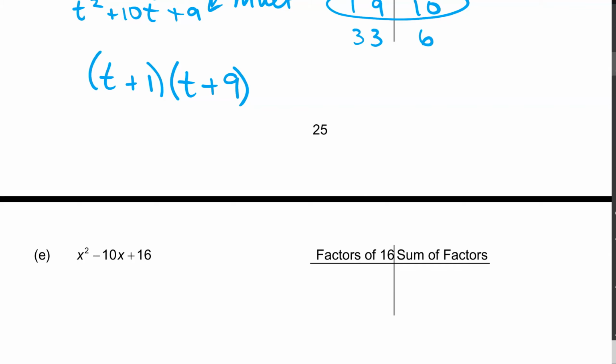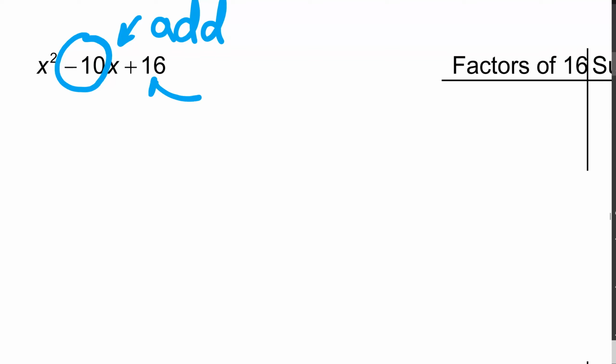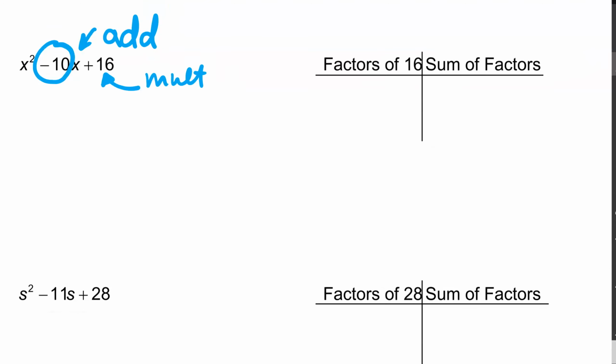Okay, so tricky trick. Notice negative 10. What's going to add to negative 10? Did you guys get a chance to try this already? Whenever you're adding to a negative, at least one of them has to be negative. But we're multiplying to a positive number, so both numbers have to be negative.